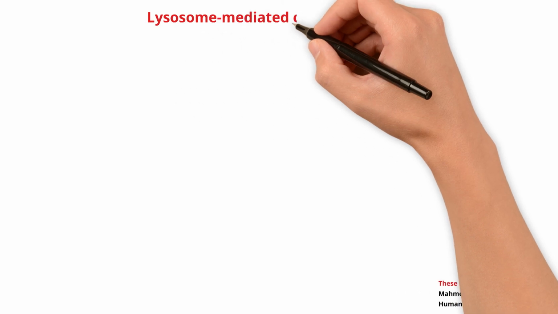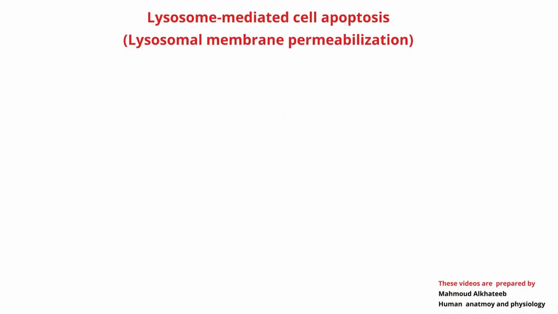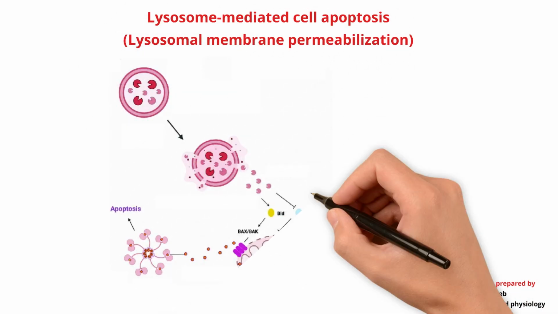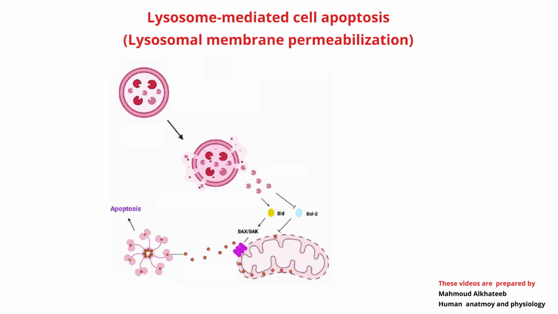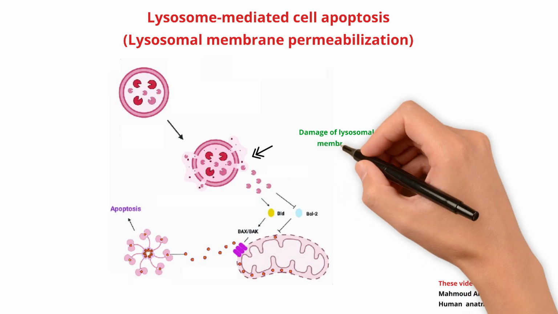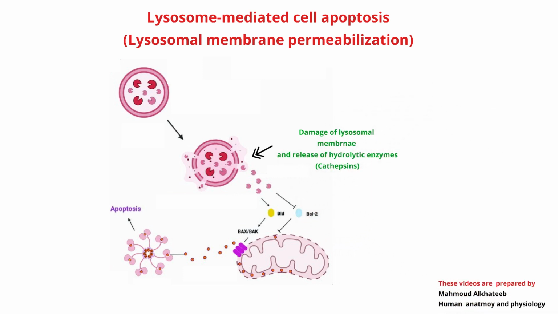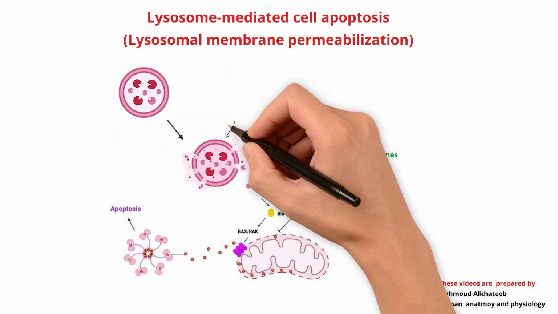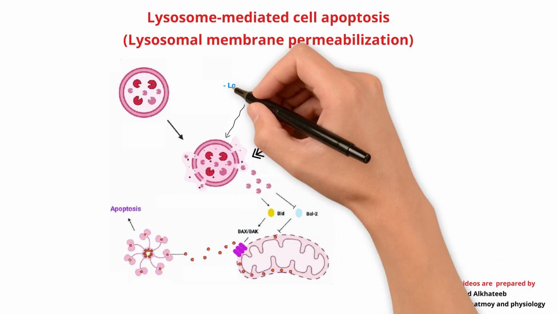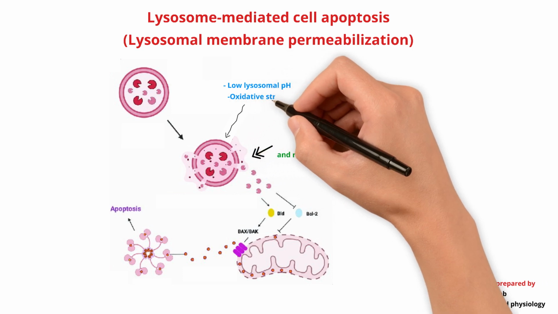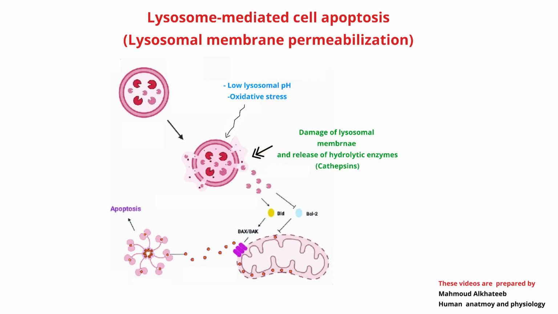Apart from their degradative and immune functions, lysosomes also contribute to programmed cell death, or apoptosis, through a mechanism known as lysosomal membrane permeabilization or damage. When the lysosomal membrane is compromised, lysosomal enzymes, particularly cathepsins, are released into the cytoplasm, where they initiate apoptotic pathways. Various triggers, including low lysosomal pH and oxidative stress, can induce lysosomal membrane permeabilization.